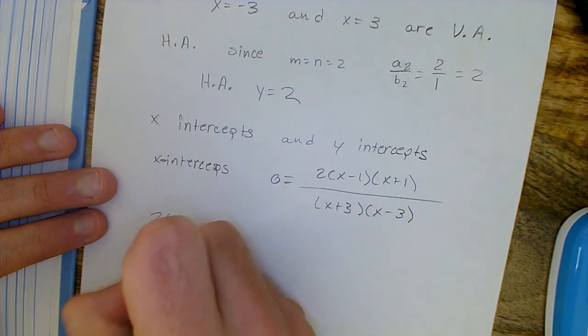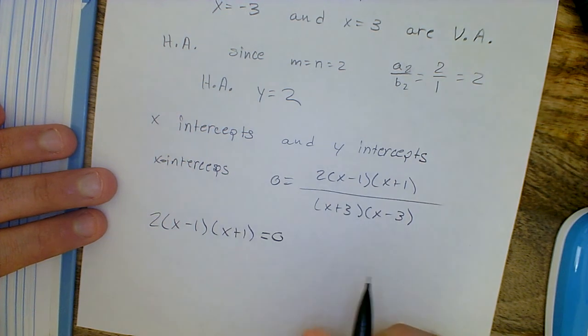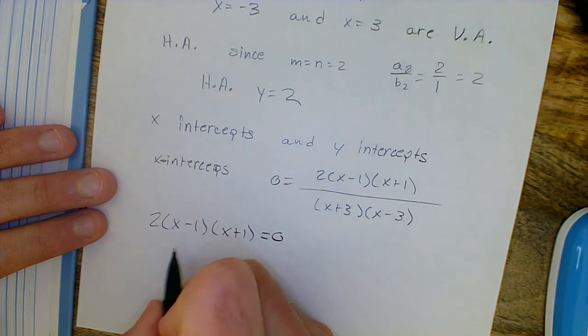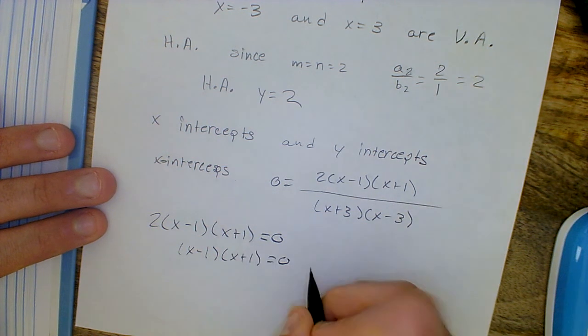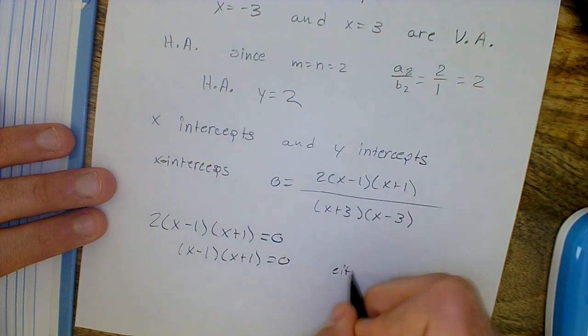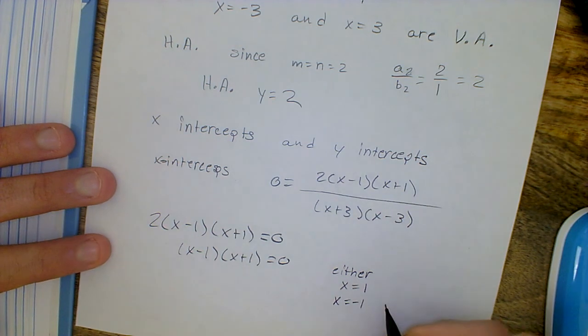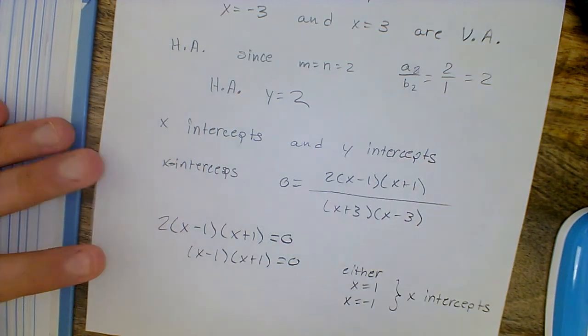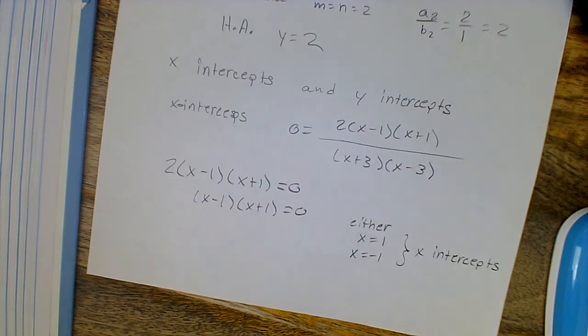So a fraction can only be 0 when its numerator is 0. So we set 2 times x minus 1 times x plus 1 equal to 0. And divide both sides by 2, so x minus 1, x plus 1 equals 0. So either x equals positive 1 or x equals minus 1. So these are the x-intercepts.